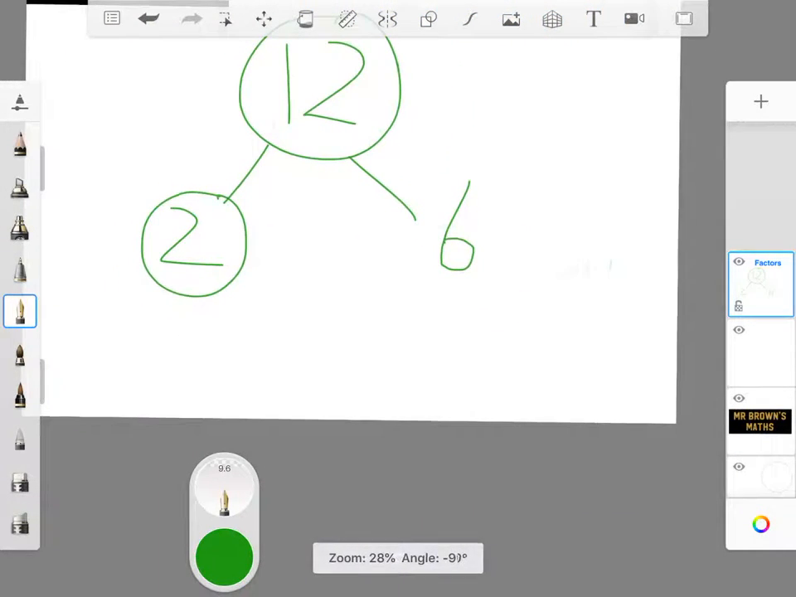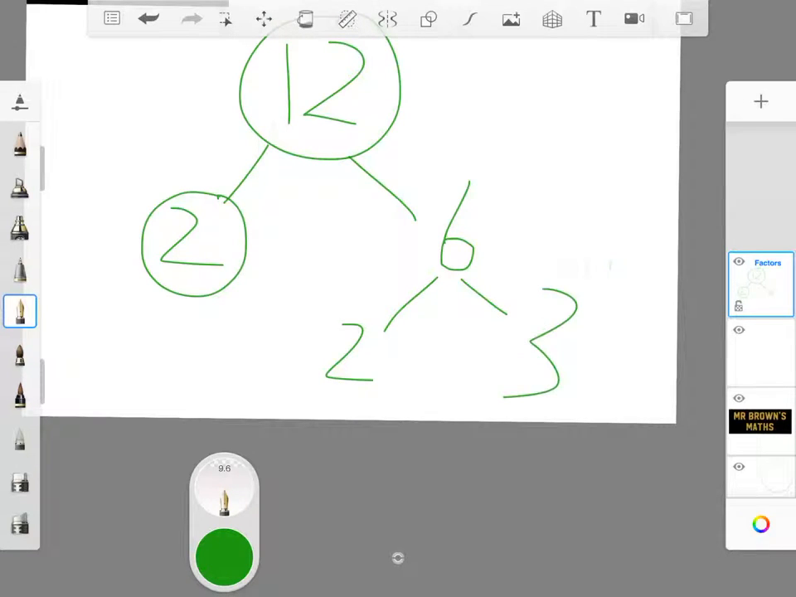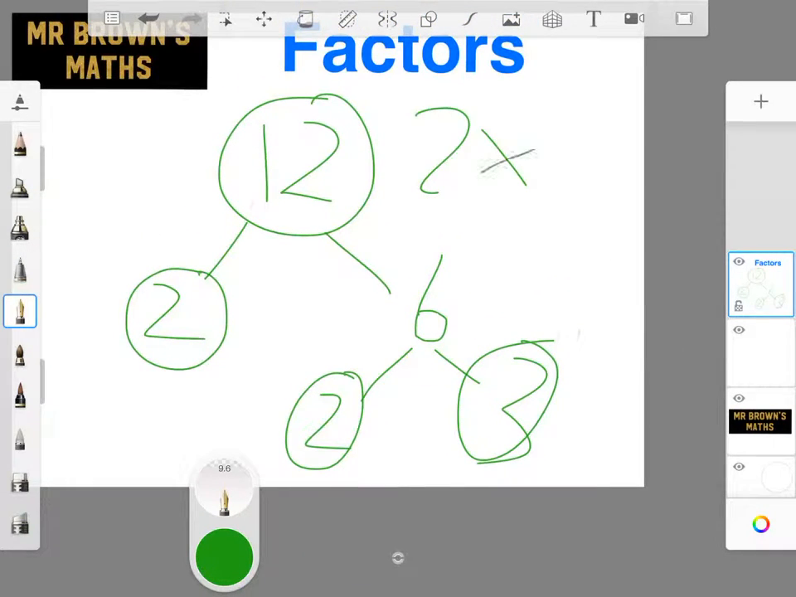Then 6. Does anything go into 6 apart from 1 and 6? Yes, 2 and 3 go into it. Does anything go into 2? No, it doesn't. Does anything go into 3 apart from 1 and 3? No, it doesn't. So that's 2 times 2 times 3. What's 2 times 2? That is 2 squared. So 2 squared times 3, and that is your final answer.